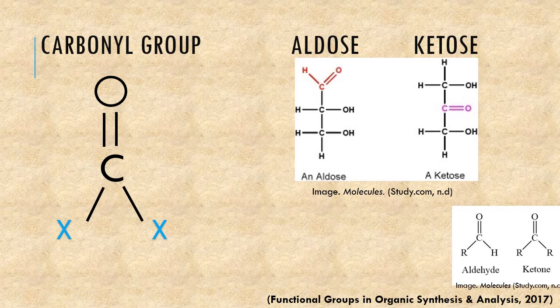Two specific molecules that have the carbonyl group in them are ketoses and aldoses. Aldoses have one aldehyde group per molecule, whereas ketoses have one ketone group per molecule. In the bottom right-hand corner of the slide, I added an image of the structure of an aldehyde and a ketone for reference. They all contain carbonyl groups.